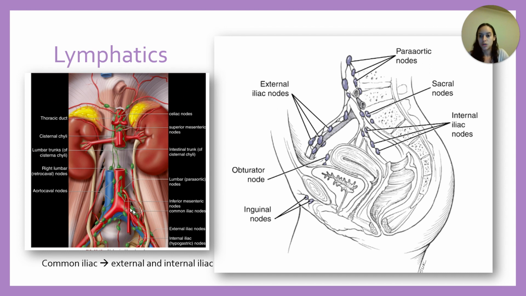So right at the bifurcation, around L4, you're going to have your common iliac nodes. And then after it bifurcates, you're going to have two iliac nodes, which are the external and the internal. It's really hard to appreciate the external and internal part of it in this image. So we're going to look at a lateral view.